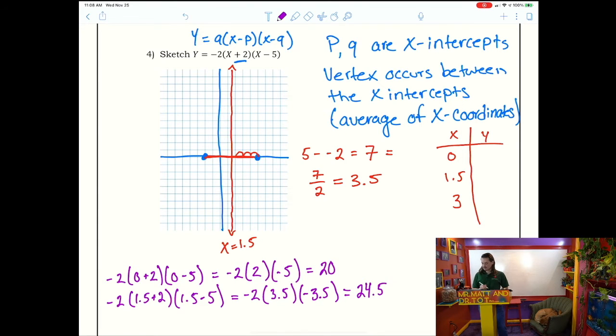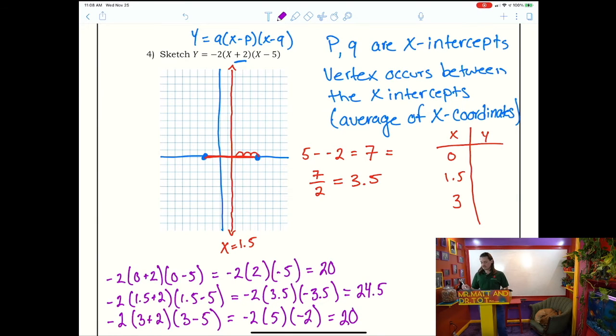And lastly, I'm going to evaluate x is equal to 3. So I'm going to have negative 2 times 3 plus 2 times 3 minus 5. So that's going to be negative 2 times 5 times negative 2. And that's going to give me positive 20. So when x is equal to 2, y is equal to 20. When x is equal to 1.5, y is equal to 24.5. When x is equal to 3, y is equal to 20.